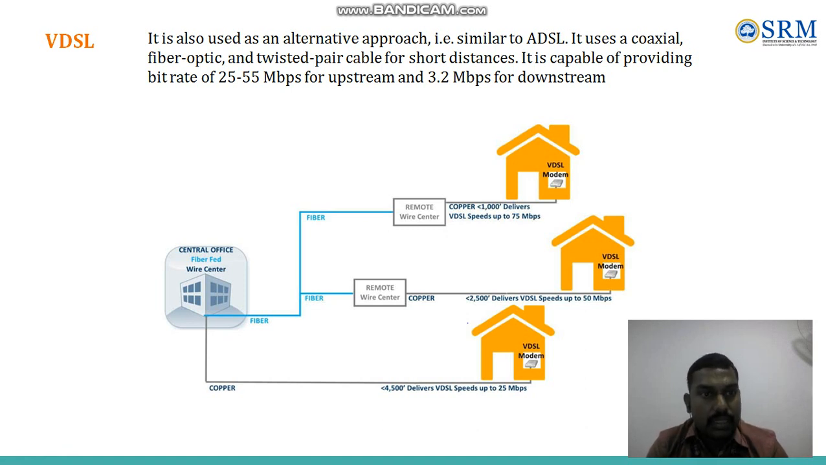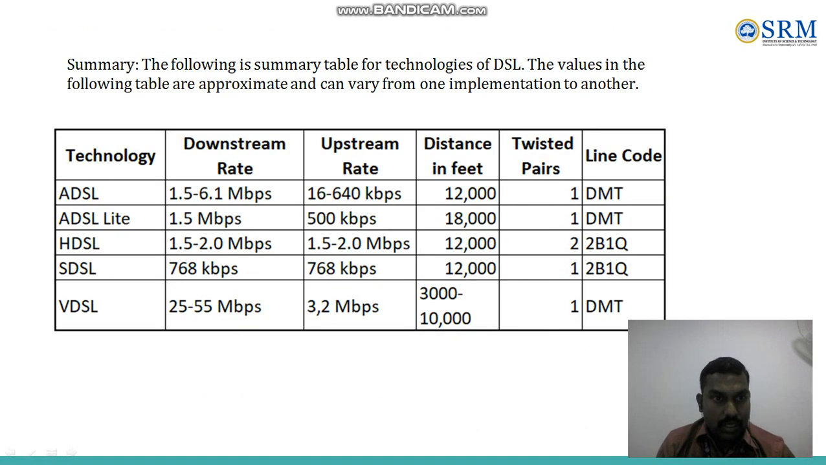It uses coaxial, fiber optic or twisted pair cable for short distance. So see here, it's fiber optic for long distance, and for short distance it is using twisted pair or copper wire. That is VDSL technology. So this is a summary and comparison of various technologies, with different characteristics: downstream rate, upstream rate, distance in feet, and whether it is using twisted pair and the line code. So you can see and understand the various technologies and compare them with the different parameters.